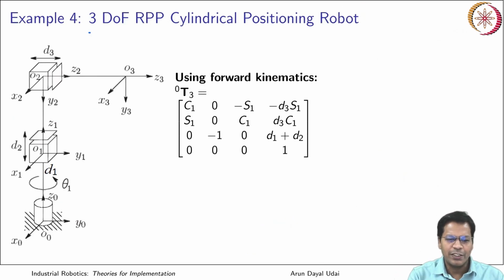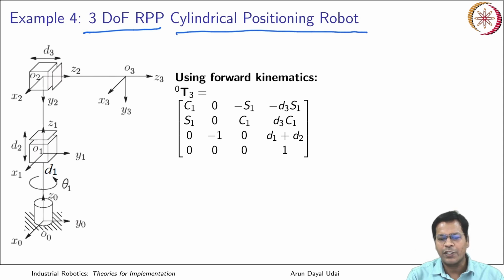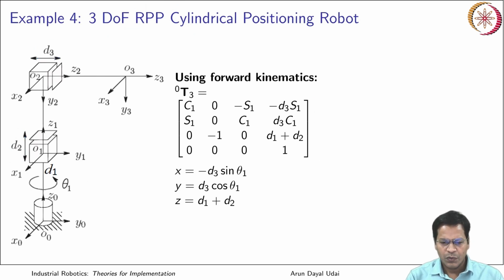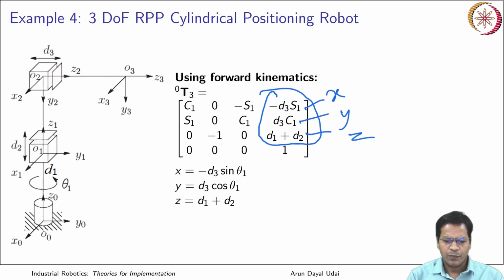Now let us move to our old friend. This is a 3 degree of freedom cylindrical positioning robot. It was revolute, prismatic and prismatic. The first variable was theta 1, the next variable was D2, the next variable was D3. So altogether, the forward kinematics we got can be written as follows. You just take this portion out, that says this is X, this is Y, this is Z. Got it? So exactly that is here.